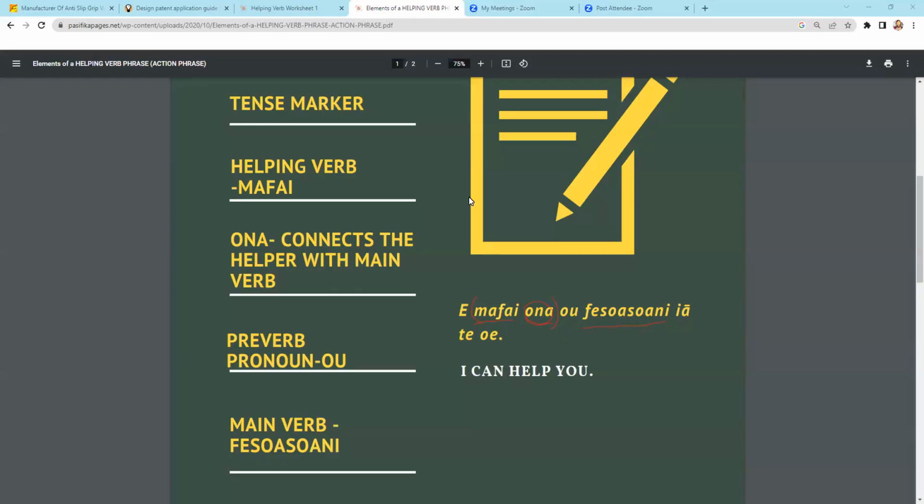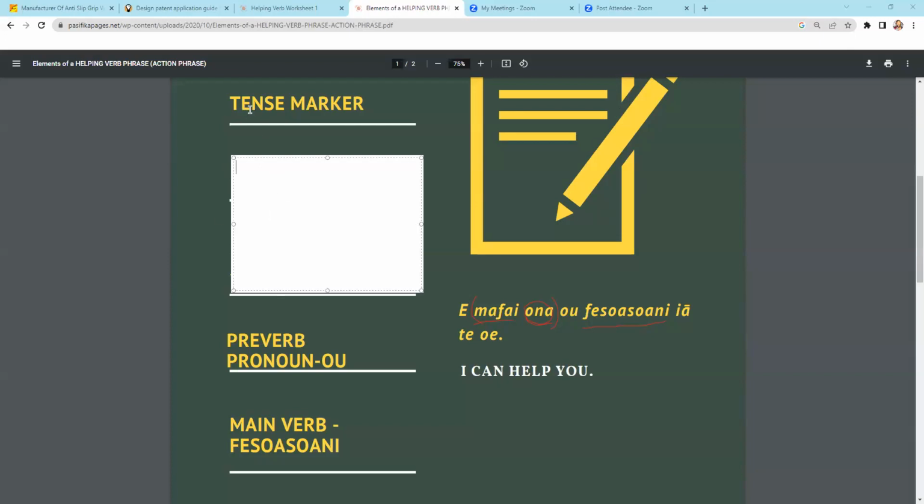Okay, so everything else we learned before, skip this. Let me cover that up. Don't worry about this part. We have our tense marker, which is e. In this case, we're going to do the pronoun right afterwards. So we have the 'o te', so we have 'o', which is I. Then we have our main verb, our main action, which is help, so 'fesoasoani', to help. And then our location is 'ia te oe'.